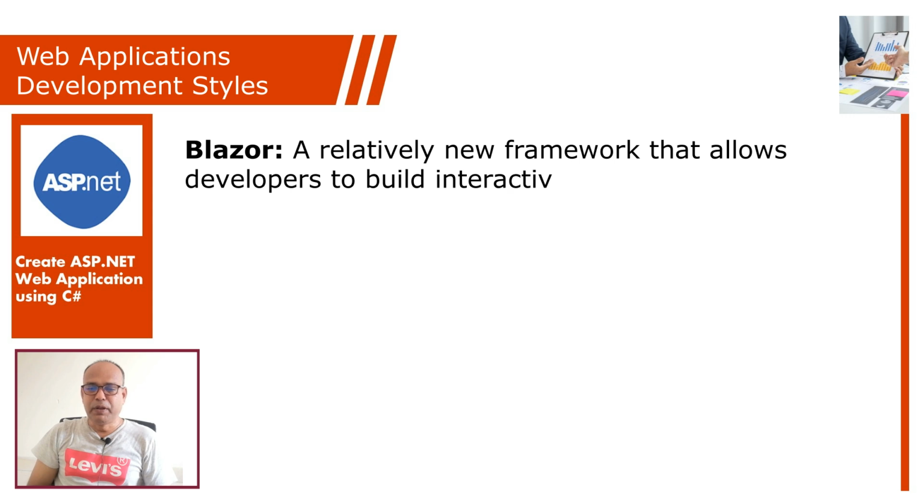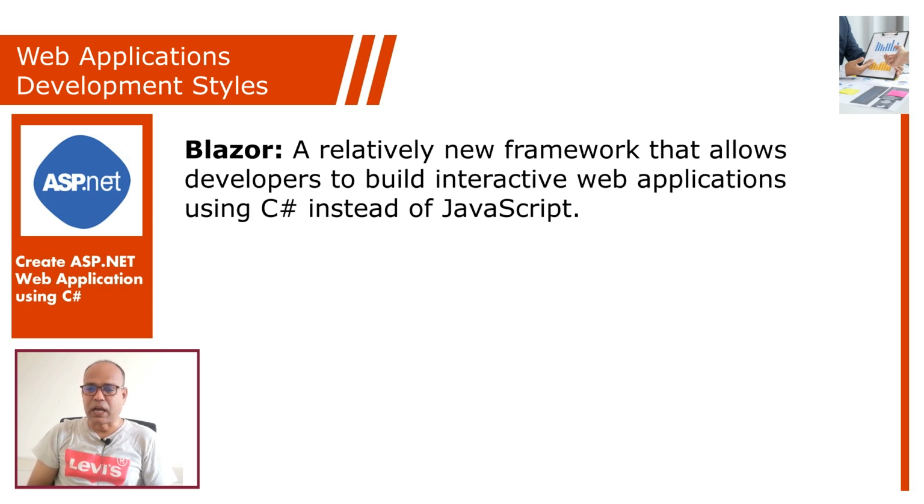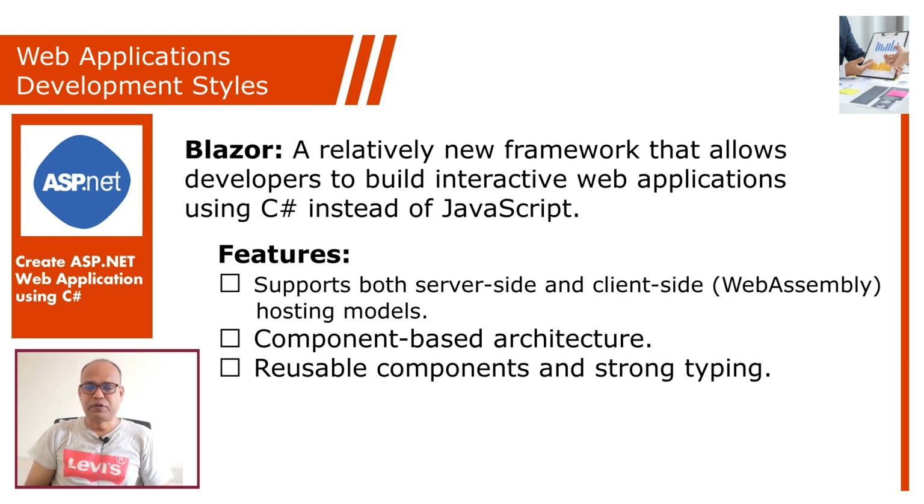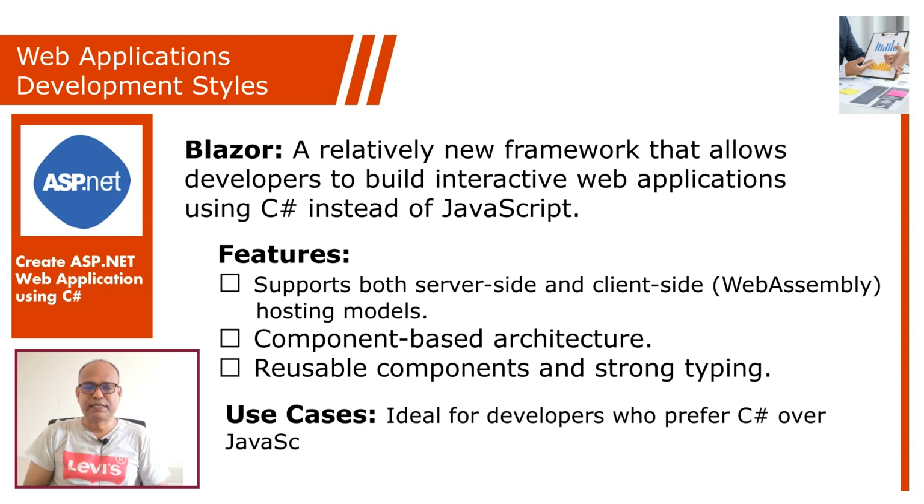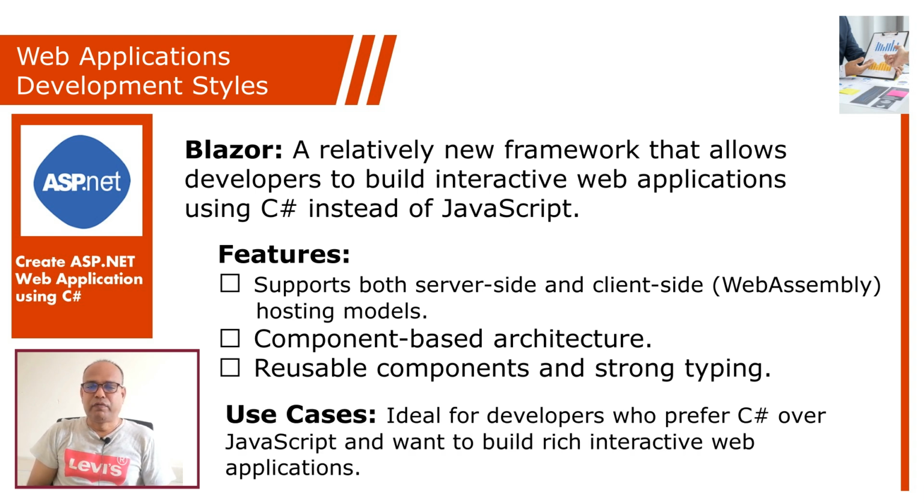Blazor, a relatively new framework that allows developers to build interactive web applications using C# instead of JavaScript. Features: supports both server-side and client-side WebAssembly hosting models. Component-based architecture, reusable components and strong typing. Use cases: ideal for developers who prefer C# over JavaScript and want to build rich interactive web applications.